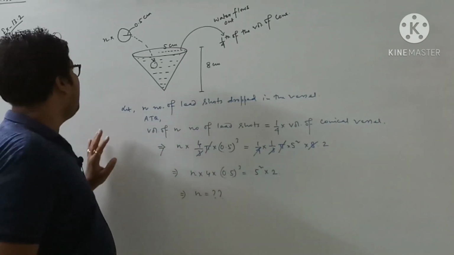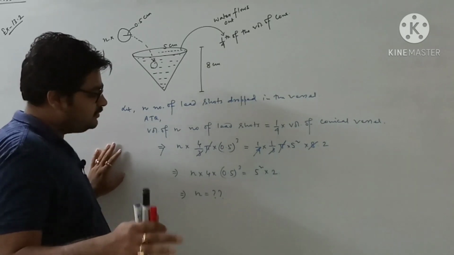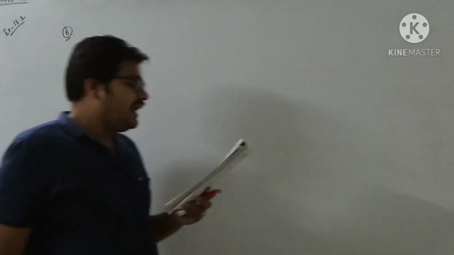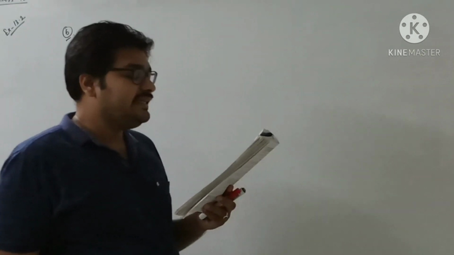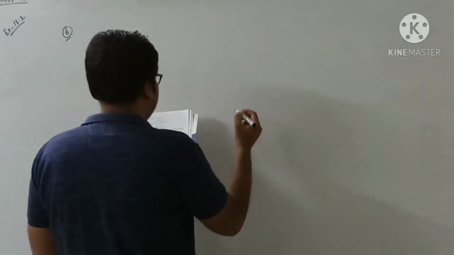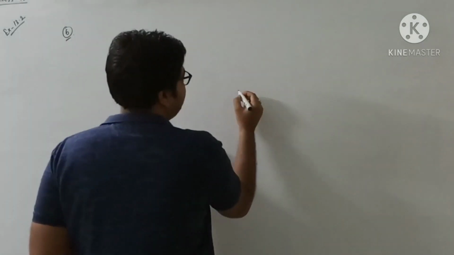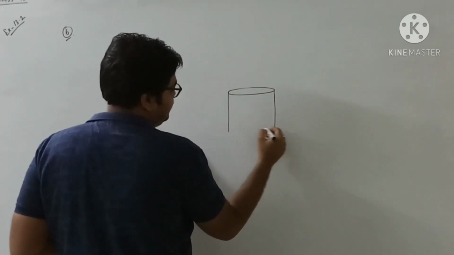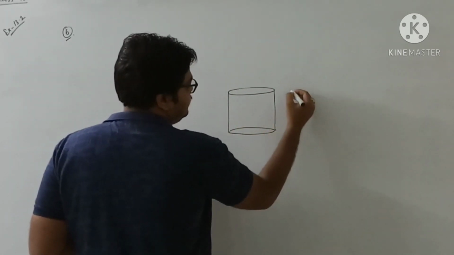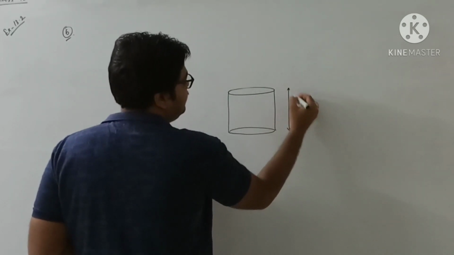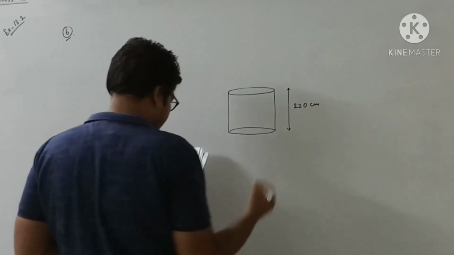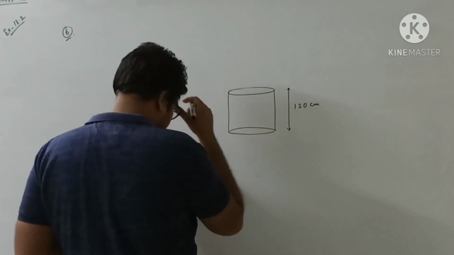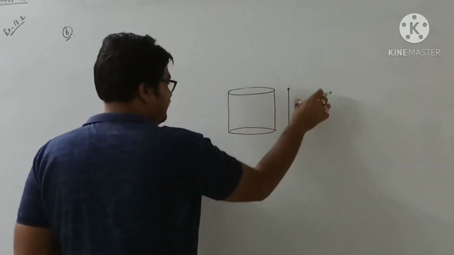Okay. So now we are going to do question number 6. A solid iron pole consists of a cylinder of height 220 cm and base diameter 24 cm. Okay, so this is a solid cylinder whose height is 220 cm.